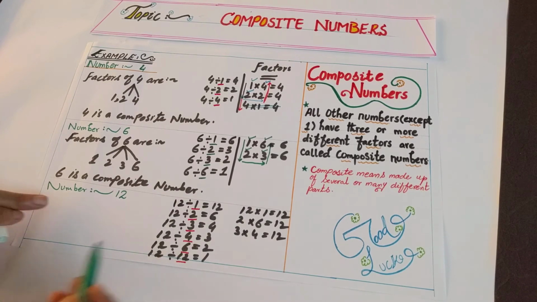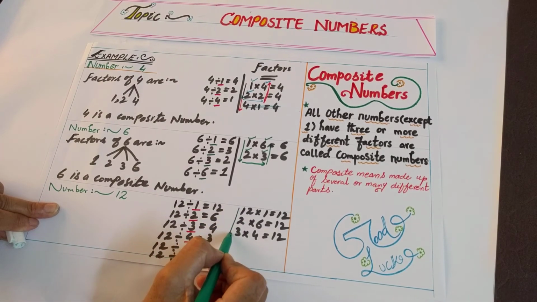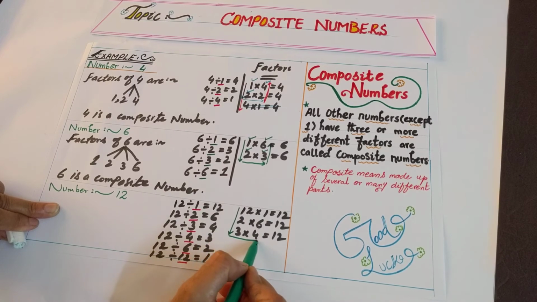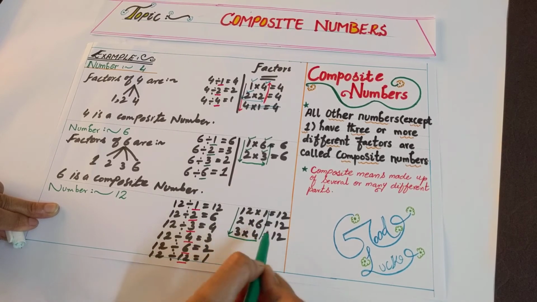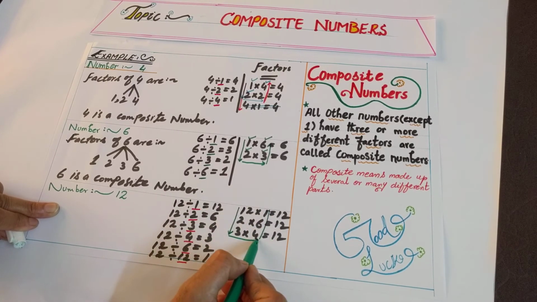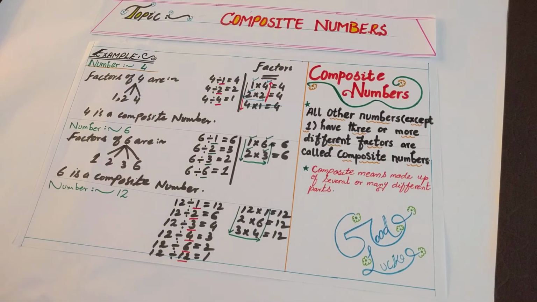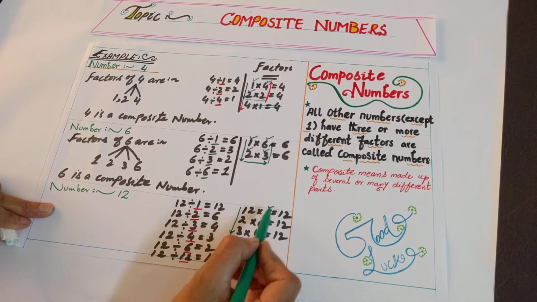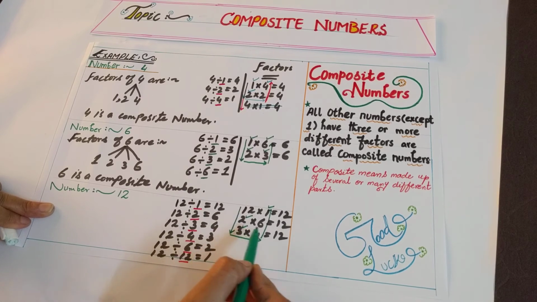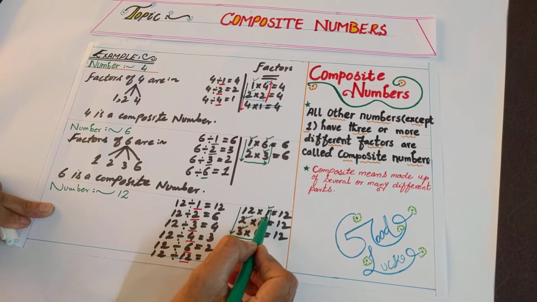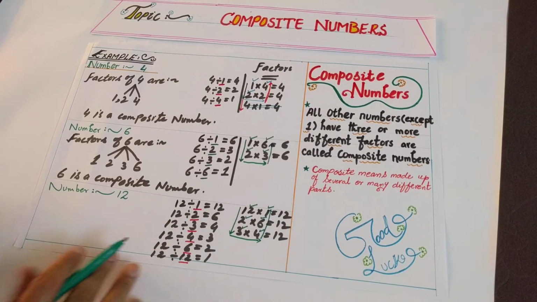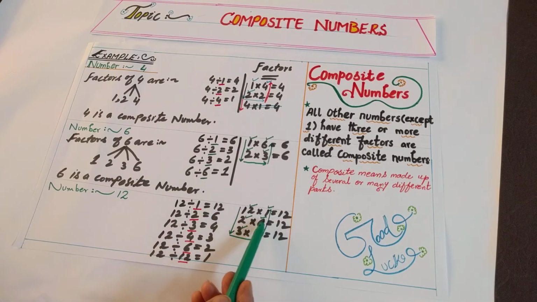So what are the factors? You can use the arrows. These all are the factors of 12. 1 is the factor, 2 is the factor, 3 is the factor, 4 is the factor, 6 is the factor and 12 is the factor. So there are 6 factors of 12.